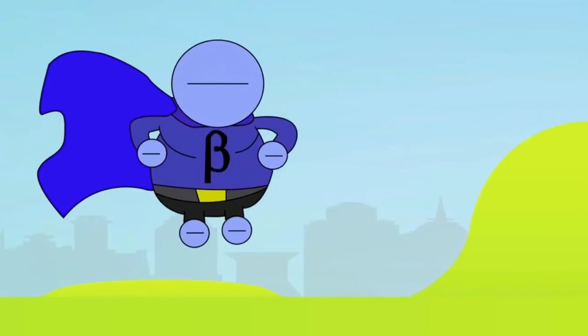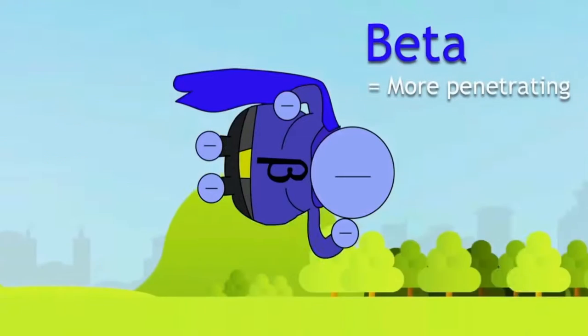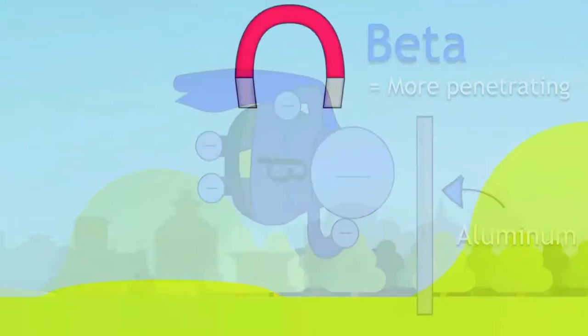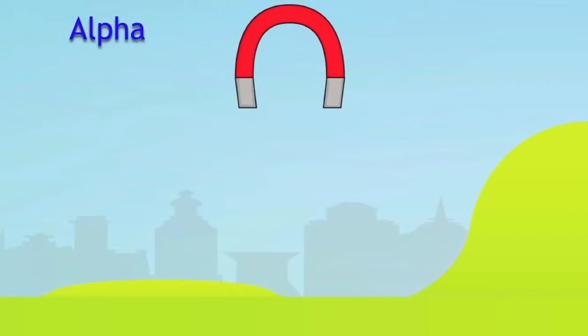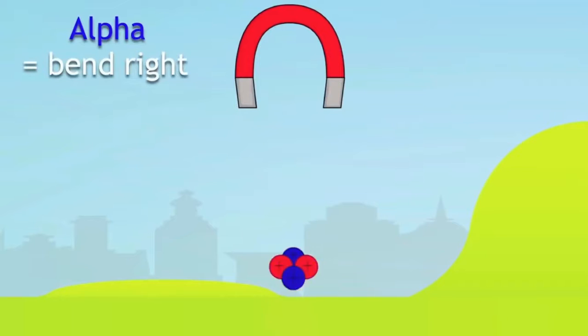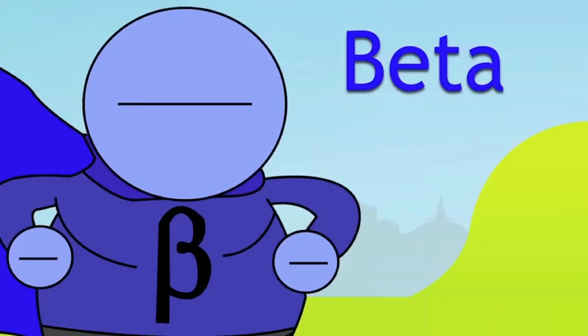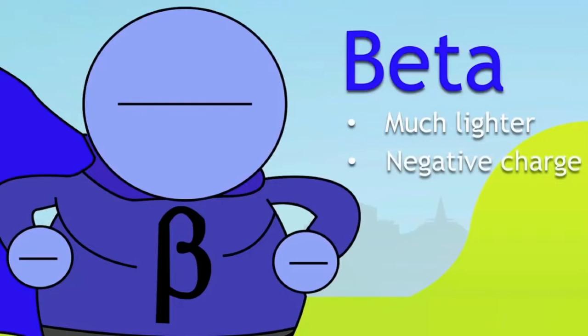The next one we're going to talk about is beta. Beta is more penetrating than alpha, and it can be stopped by half a centimeter of aluminum. In a magnetic field, when alpha bends right, beta bends to the left. This bending shows that it is much lighter than alpha and it is also negatively charged. This is the symbol of beta.